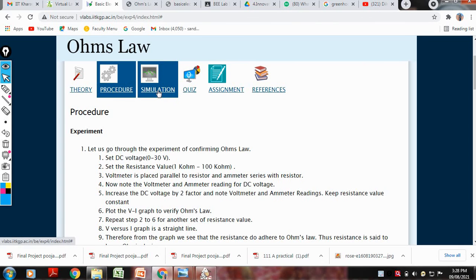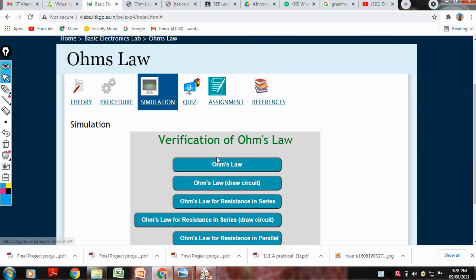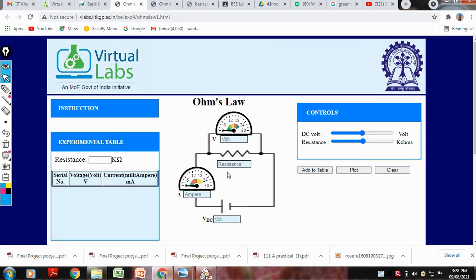Now go to the simulation. Now we have to perform Ohm's law here. This is the Ohm's law simulation, and these are the controllers. Here is the voltmeter, this is the resistance meter, this is the ammeter, and this is the voltmeter. That is, the voltmeter, resistance meter, ammeter and voltmeter.